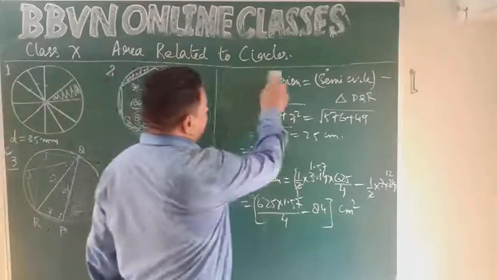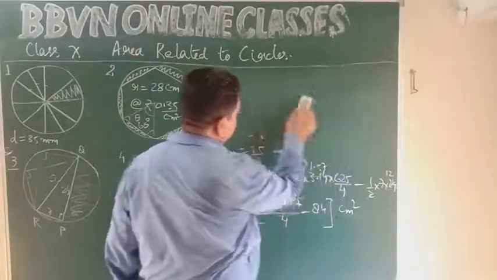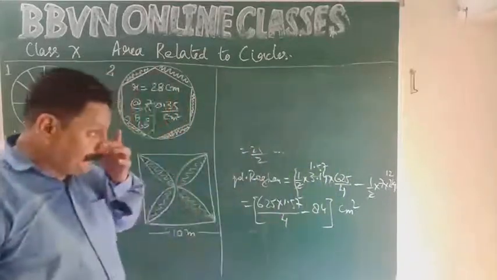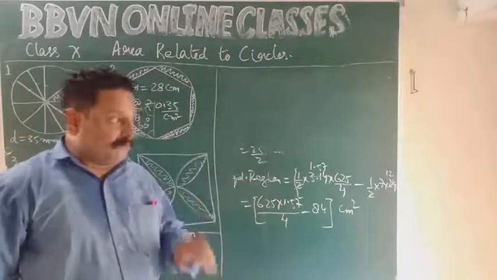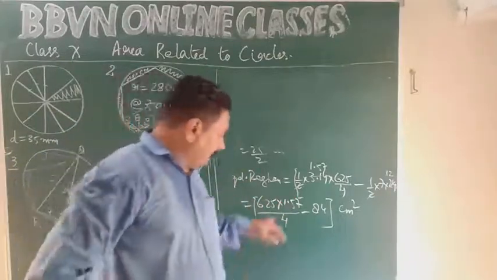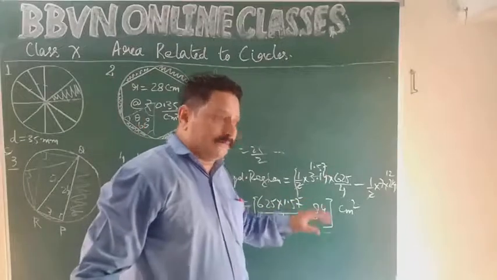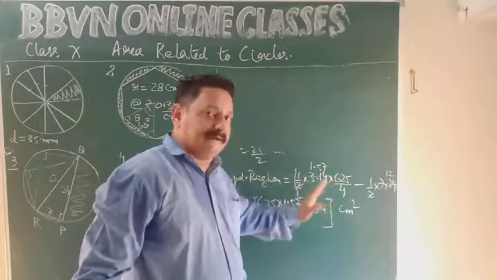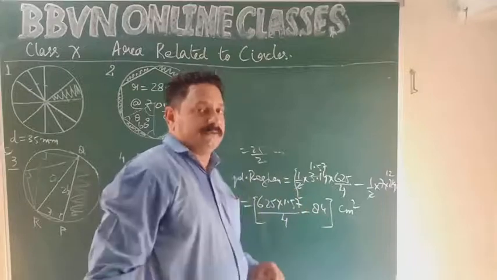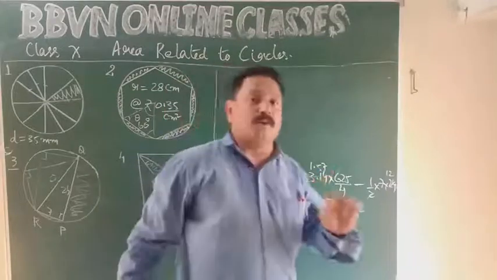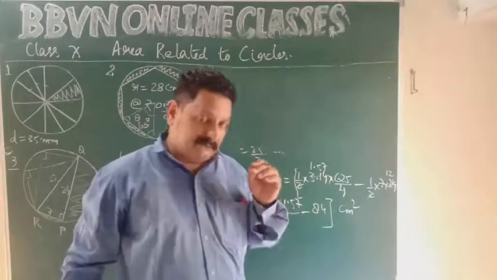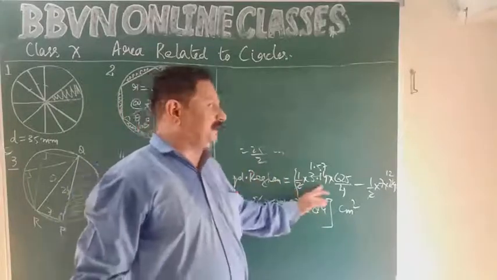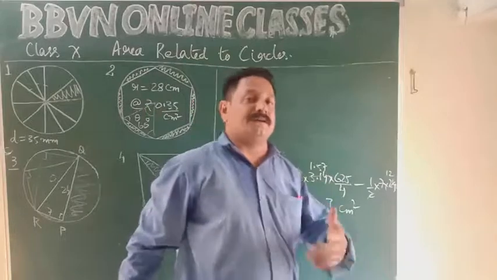Let's move on. See children, even if it is not given to take pi equal to 3.14, to make the calculations easier, if there is no term in the numerator which is divisible by 7, because in pi you will have 22 upon 7, so if there is no term in the numerator which is divisible by 7, in that case it is advised to use pi equal to 3.14. That will make the calculation easier.